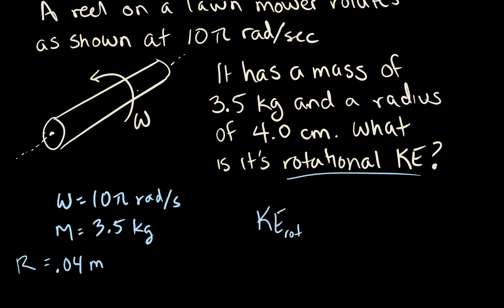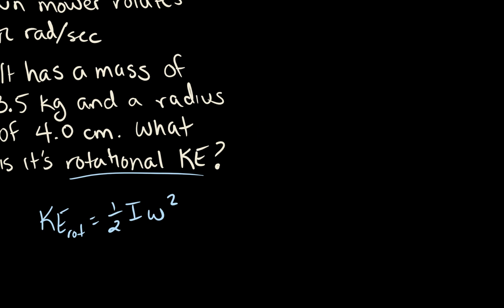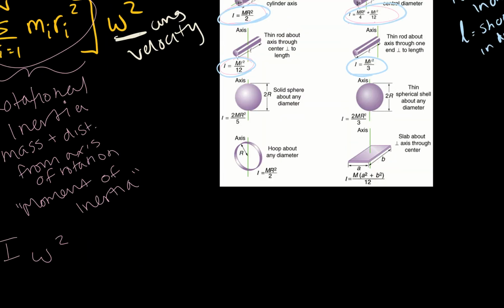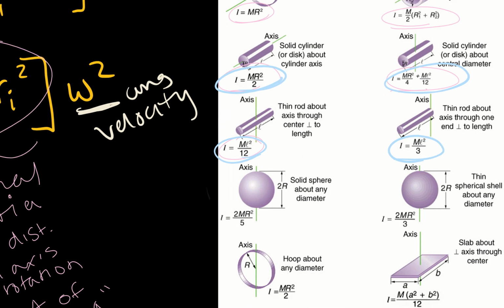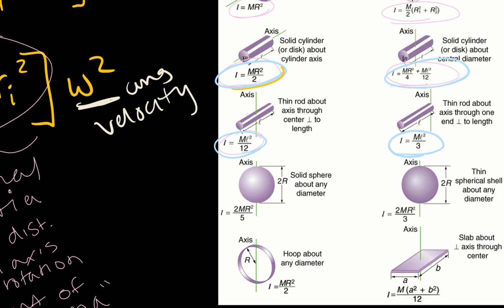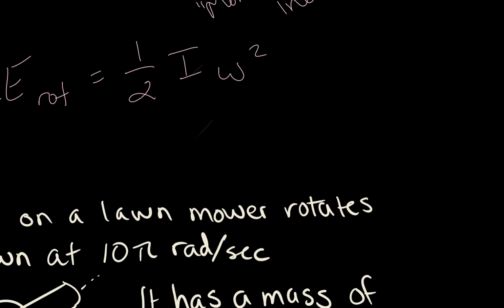So our KE rotational equals 1/2 I omega squared. But we need to find what the actual formula for I is here. We know we have a rod that's rotating around its center, so let's go up to our chart. That looks to me like it's going to match with this one. We have an axis of rotation. We have a length, but actually the length is not even in our formula. So we just have I equals mr squared divided by 2.